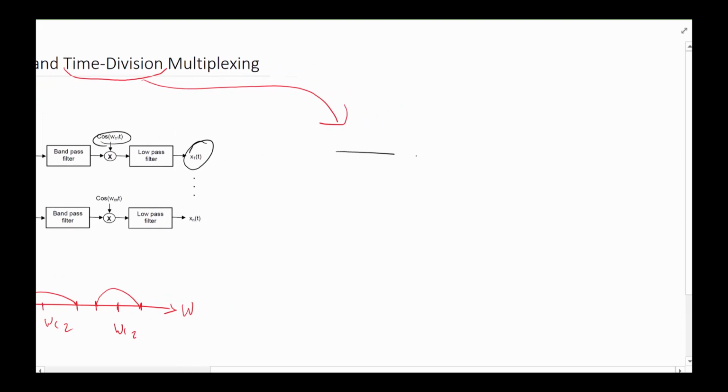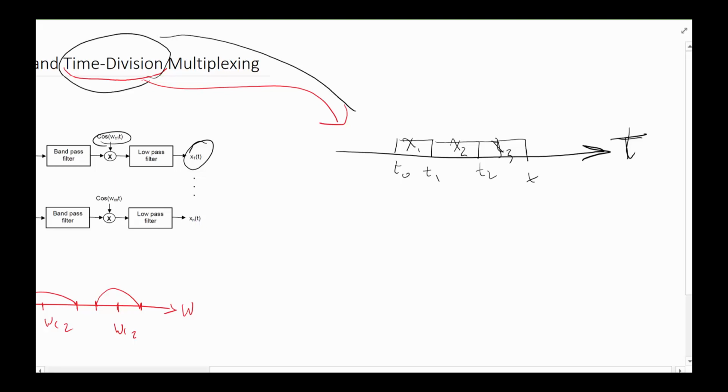Another way to share the same medium is through time, and that's more understandable. So if this is the time axis, one signal gets to go from point t0 to t1, another signal gets to go from t1 to t2. So x1 is sent here, x2 is sent here, and x3 is sent during this period. That's common sense. So everybody takes turns sending a signal over the same wire, but there's only one signal being sent at the same time. And that's called time division multiplexing.